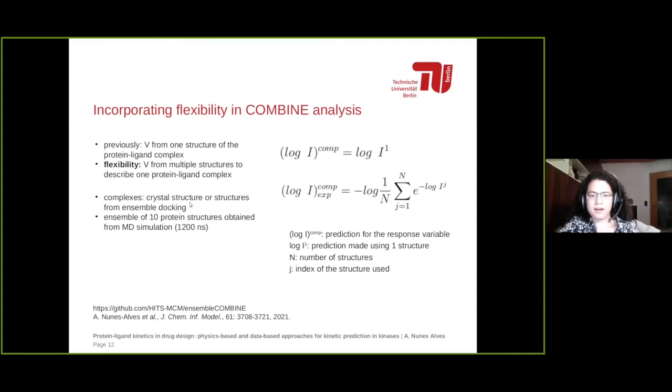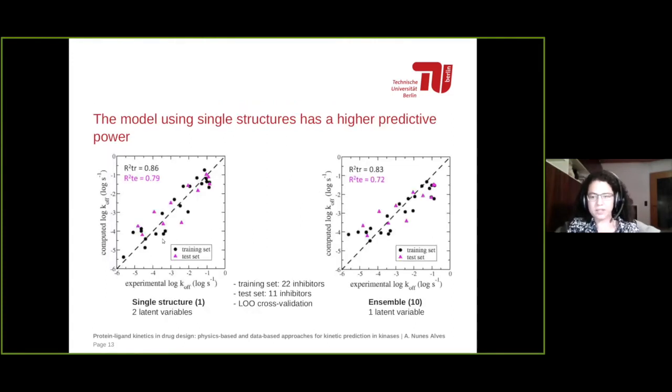To obtain the complexes to compute the interaction energies V, we use either one crystal structure or 10 structures obtained from ensemble docking. The ensemble of 10 protein structures used for ensemble docking was obtained from molecular dynamics simulations of 1.2 microseconds of P38 kinase. And that's it. Now we are moving to the results.